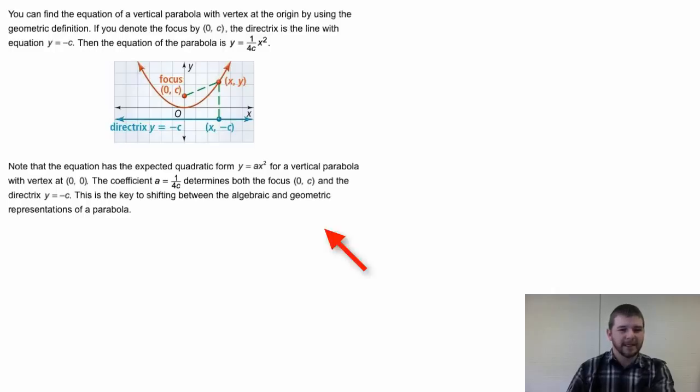Note that the equation has the expected quadratic form y equals ax squared for a vertical parabola with a vertex at the origin, (0, 0). The coefficient a, equal to 1 over 4c, determines both the focus, the point (0, c), and the directrix, y equals negative c. This is the key to shifting between the algebraic and geometric representations of a parabola.